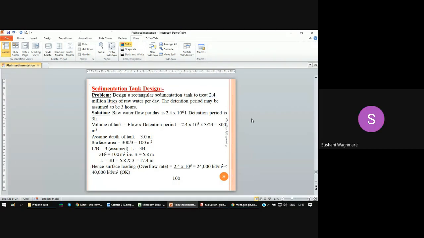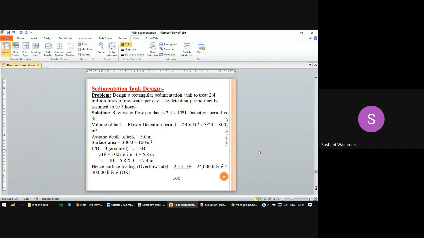So what you need to do is, you have to do the design steps. If the water to be treated is 2.8 million liters, and if the detention time is 4 hours, I'll repeat. If we have to treat 2.8 million liters, and if the detention period is 4 hours, then what I want is, what are the length and width of this sedimentation tank. So as a part of homework, you have to solve the example and tell me the answer in the next lecture.